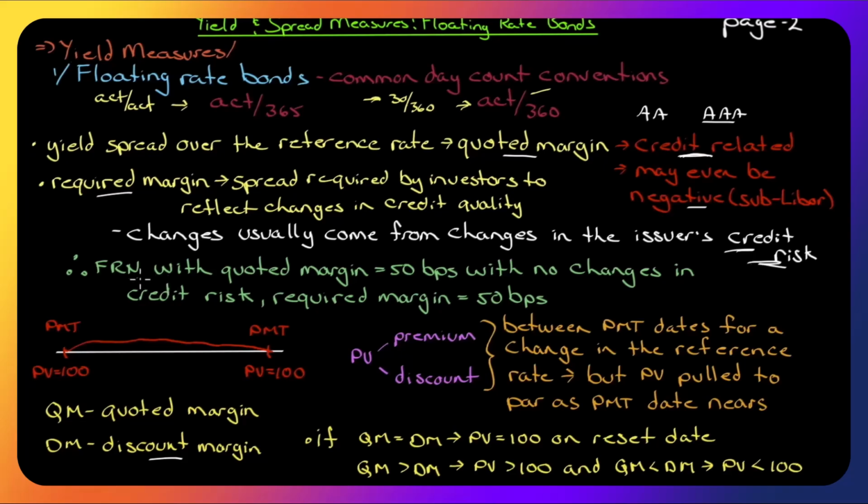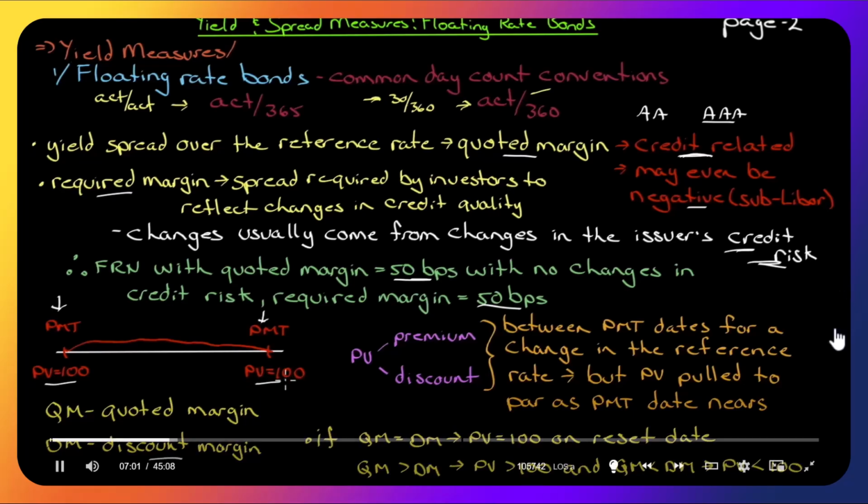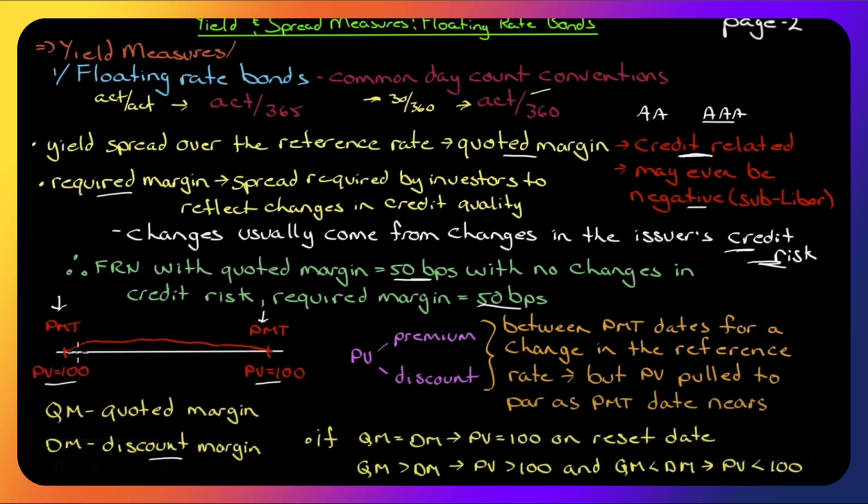Therefore, for an FRN, a floating rate note with a quoted margin of 50 basis points and no changes in credit risk, the required margin will still remain at 50 basis points. So let's look at the pricing of an FRN assuming no changes in credit quality between payment dates. On a payment date, if the required margin equals the quoted margin, the floating rate note will have a price of 100. On the next payment date, if the same thing holds, no changes in credit rating, the price of the floating rate note again will be 100. But in between payment dates, it can trade at a premium or a discount.